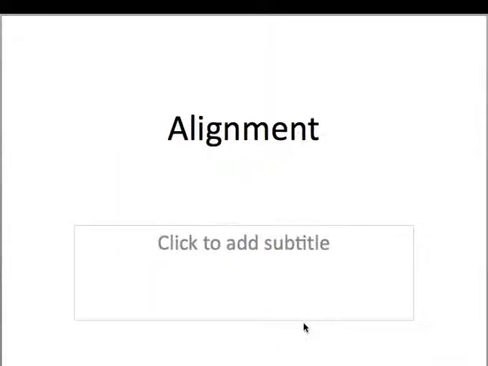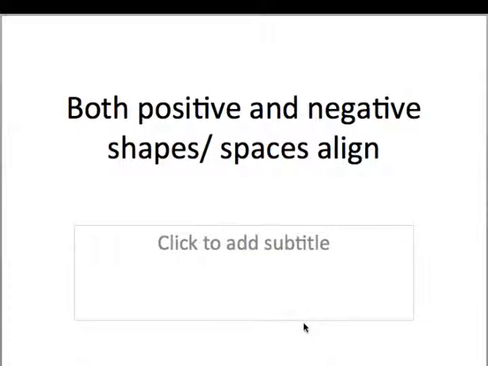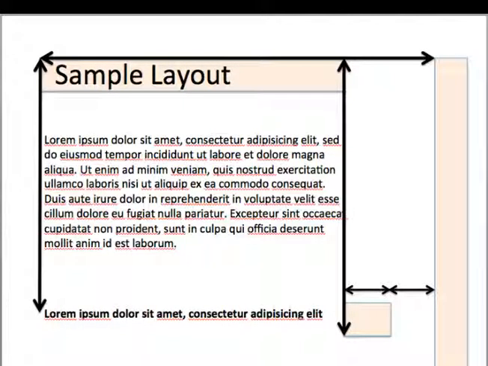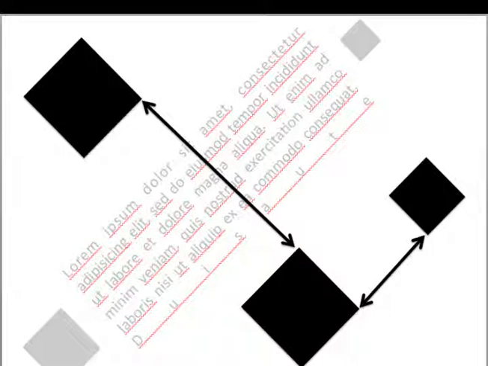Okay, alignment. Last one. Both positive and negative shapes and spaces can align. So here's a sample layout. This is placeholder text, gibberish. I made some graphics here that show how things can line up. So you can have some organization and some order even though there is unequal spacing employed here. And also with this typographic example, there are elements all over the place, but there is some sort of alignment and order to it.